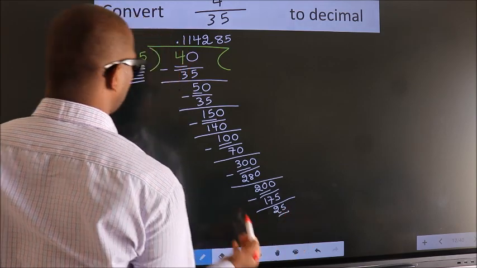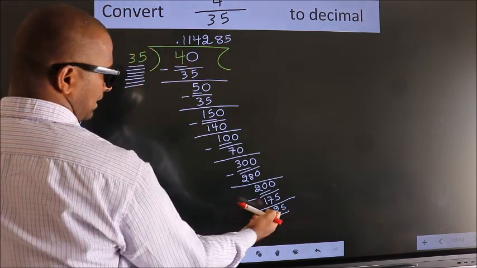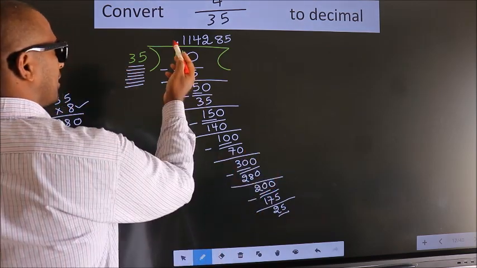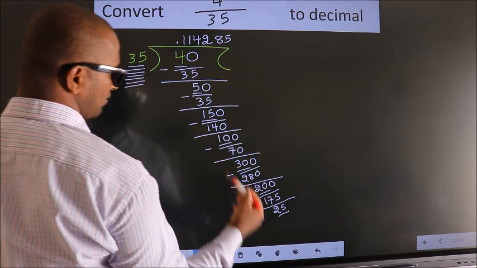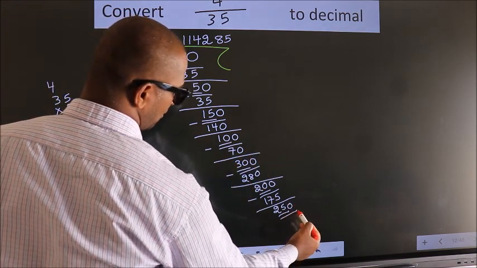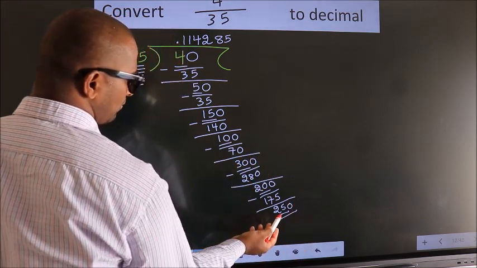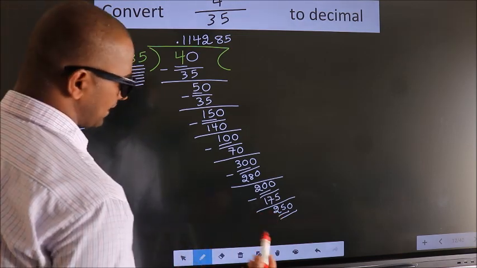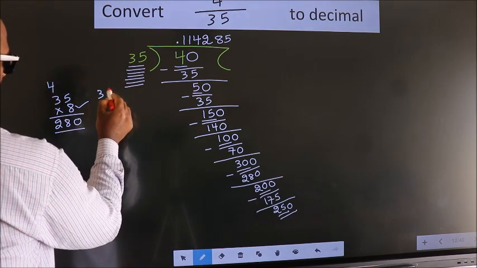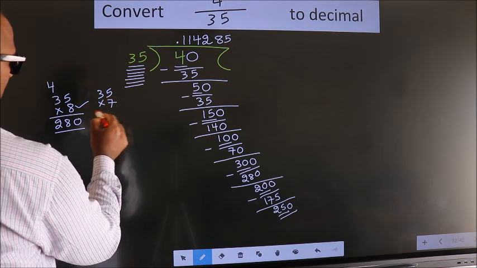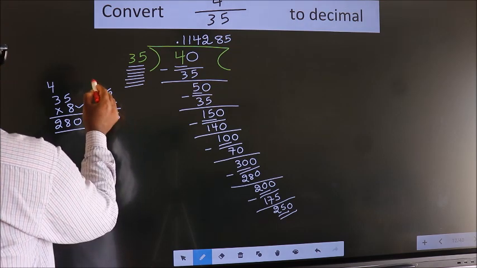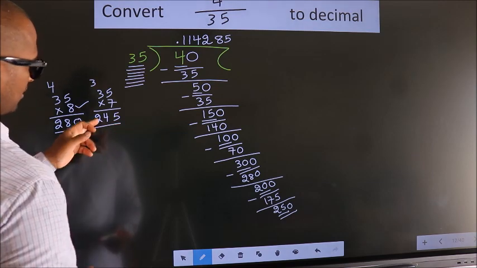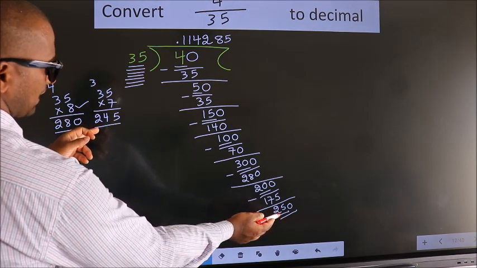Here we have 25, here 35. 25 smaller than 35, and we already have the decimal, so we can directly take 0. So 250. A number close to 250 in 35 table is, let us go with 7. So 35 7 times. 7 5s 35, 5 3. 7 3s 21 plus 3, 24. So 245 close to 250.